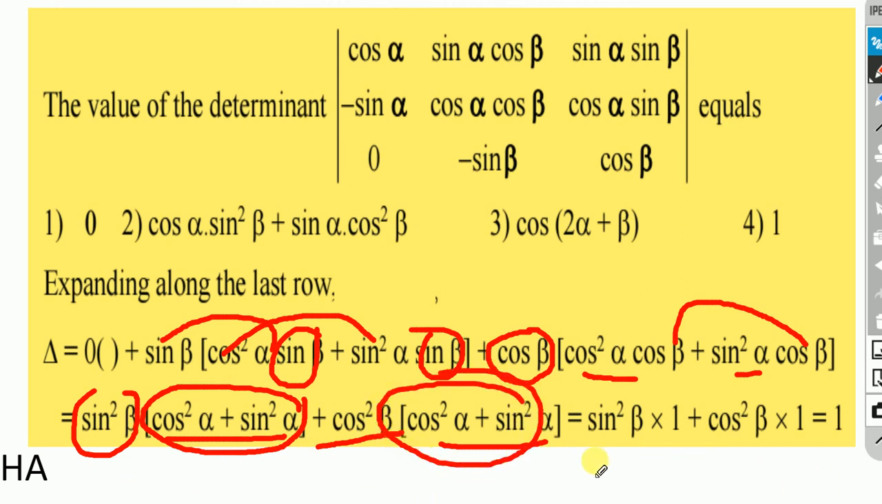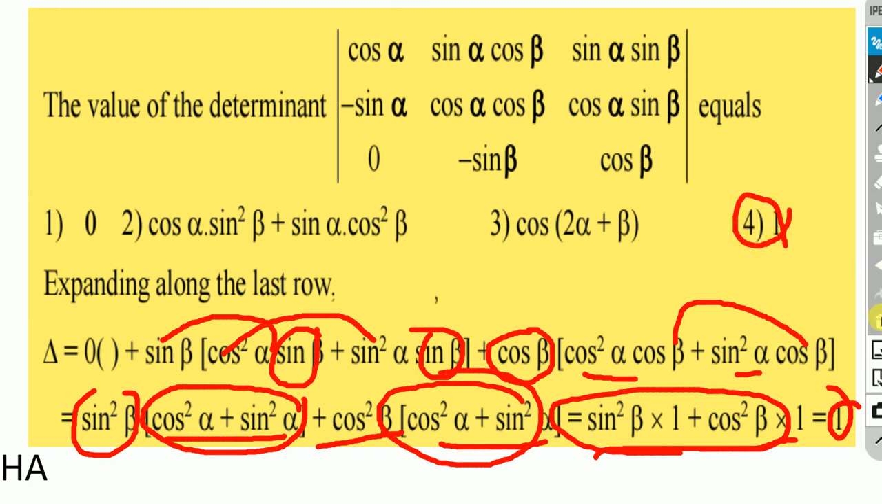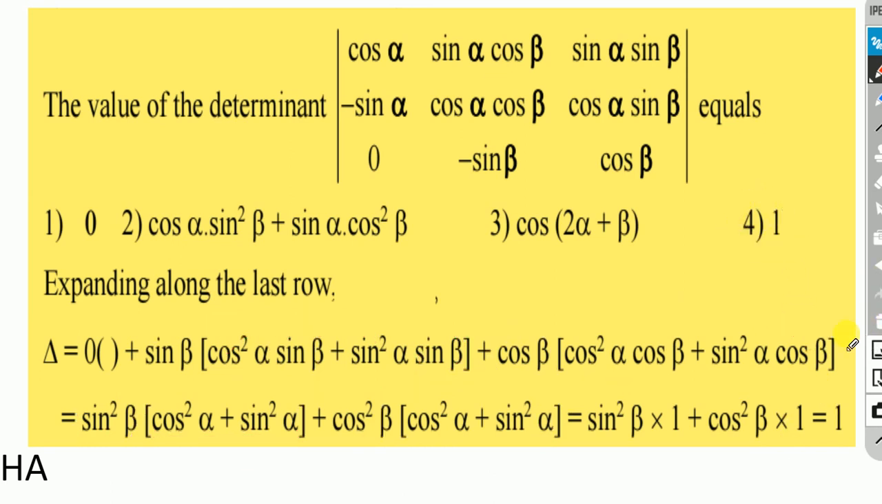Therefore I will get sin square beta into 1 plus cos square beta into 1, which is sin square beta plus cos square beta, which is equal to 1 again. So option 4 is the right answer for this question. So this is mere expansion, and by applying the logic I have to take the common factors. So when you take common factors and apply the trigonometric formula, cos square theta plus sin square theta is equal to 1. So you have seen the answer is 1 for this question.